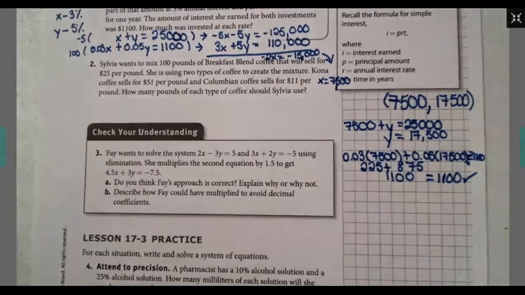The last section for this lesson is number 2. Sylvia wants to mix 100 pounds of breakfast blend coffee that she will sell for $25 per pound. She's using 2 types of coffee to create the mixture. Kona coffee sells for $51 per pound, and Colombian coffee sells for $11 per pound. How many pounds of each type of coffee should Sylvia use?